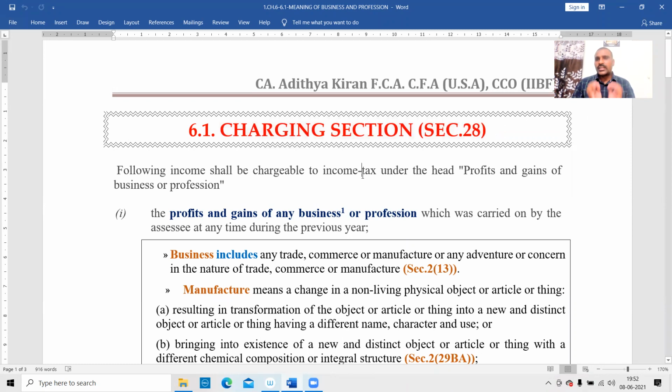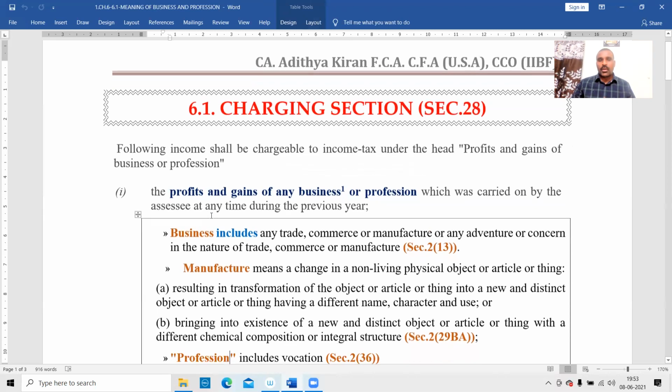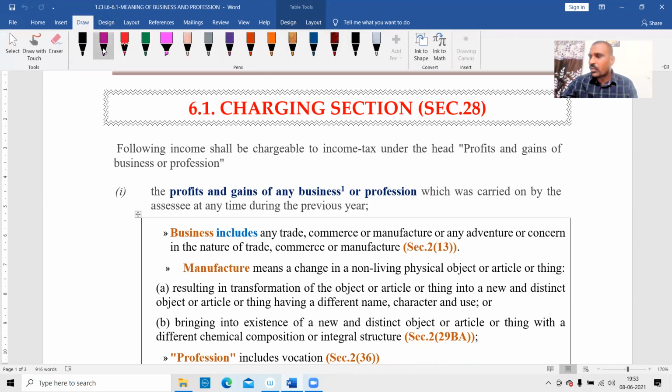Section 28 discusses which are all the incomes chargeable under the head profits and gains of business or profession. Section 28 lists out the incomes which are classified under business income, which are taxable under the head business income. Section 28 will start with the first class: profits and gains of any business or profession which was carried on by the assessee at any time during the previous year. So this definition, first we have to define what is meant by profits or gains.